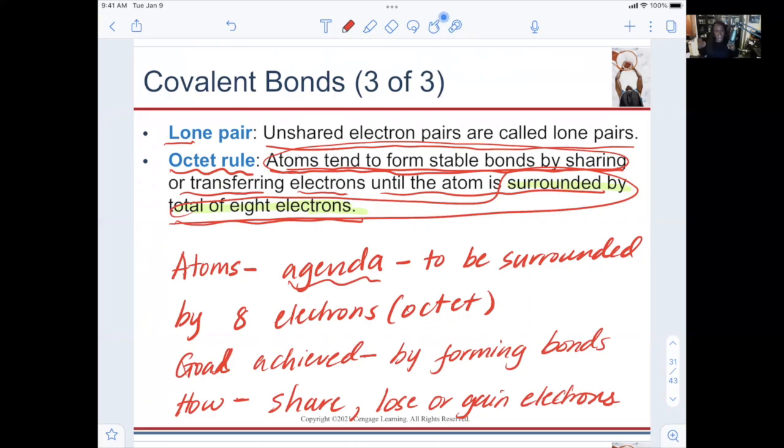Okay, so when you look at it in that suspicious kind of way, or you look at it as the elements are doing what they're doing because they're actually trying to get something out of this relationship, then you can see, oh, okay, now I see why they're doing what they're doing. Atoms have an agenda. They want to be surrounded by 8 electrons.